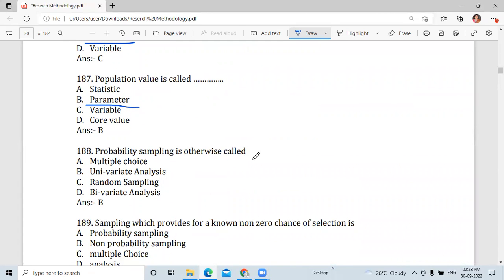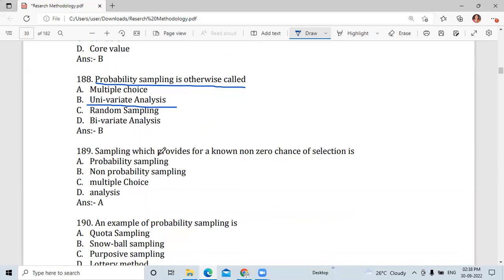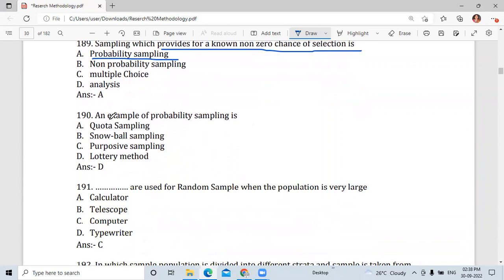Probability sampling is otherwise called univariate analysis. Sampling which provides for a non-zero chance of selection is probability sampling. So what do you mean by probability sampling? That which provides for a non-zero chance of selection. An example of probability sampling is the lottery method.